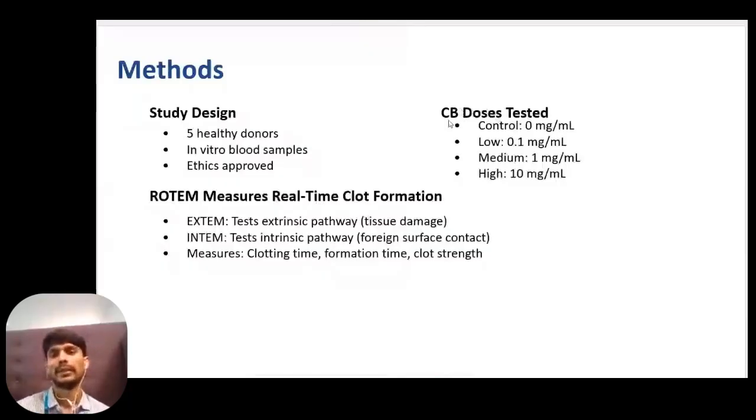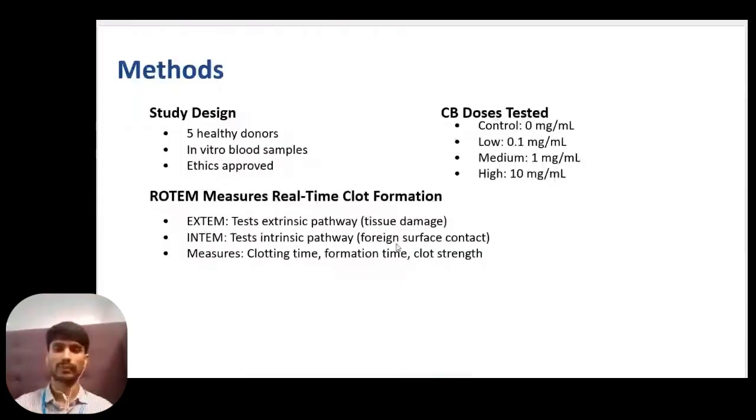Then a range of carbon black concentration doses were tested. First, the control had no carbon black nanoparticles. Secondly, the low concentration was 0.1 microliter. Thirdly, the medium dose was 1 microliter of carbon black nanoparticles. Fourthly, we tested a high dose of 10 microliter. We used ROTEM to analyze these concentrations. ROTEM is a good piece of equipment to analyze real-time clot formation.